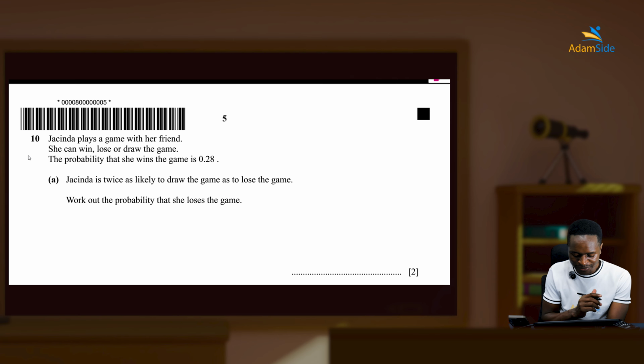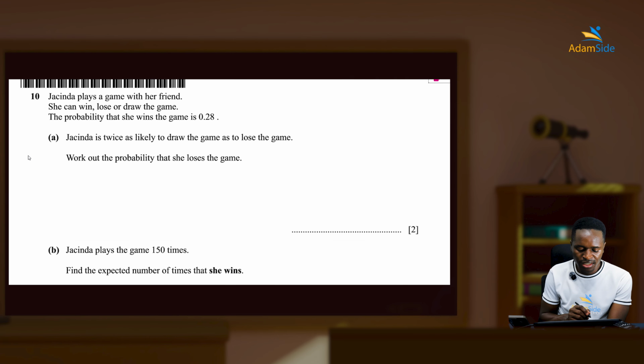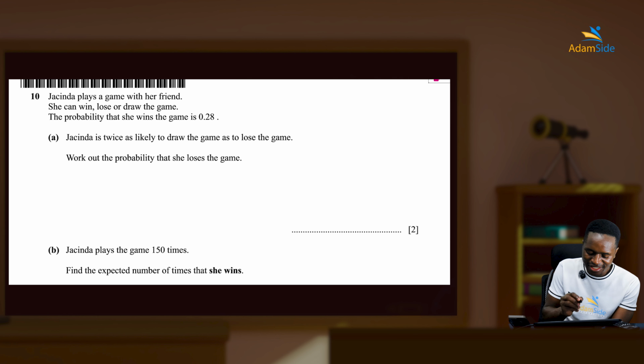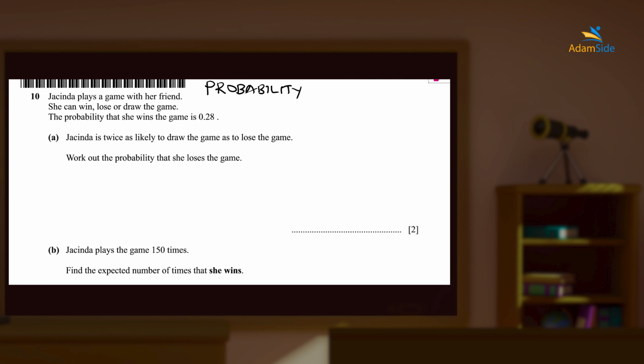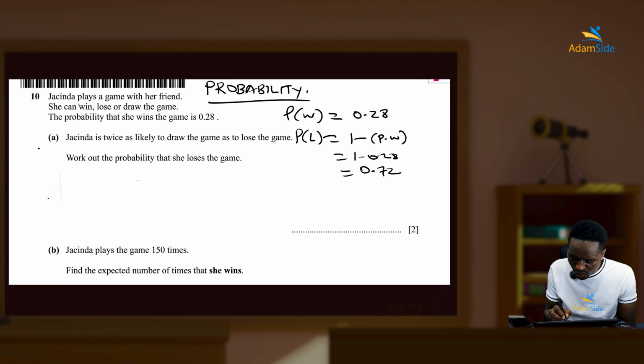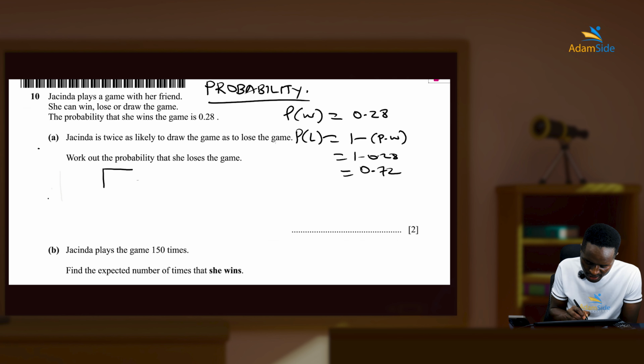Let's go to question number 10. Jacinda plays a game with her friend. She can win, lose, or draw the game. So it's probability, a game of chance. Jacinda is twice as likely to draw the game as to lose the game. So we have the probability of her winning, the probability of her drawing, and the probability of her losing.